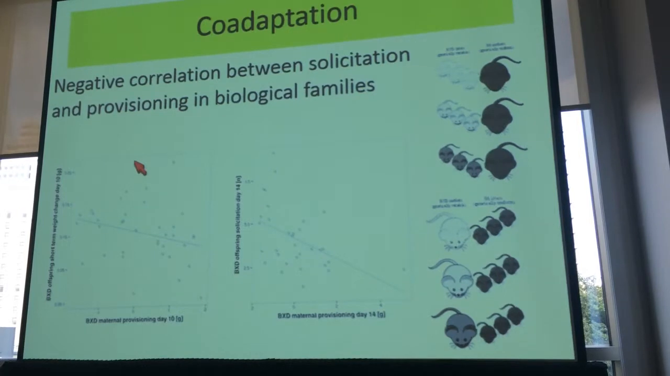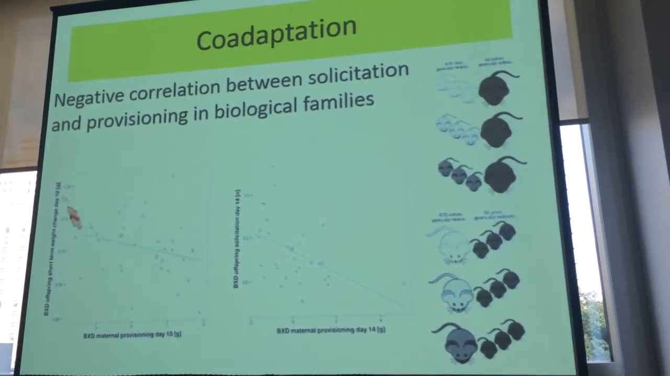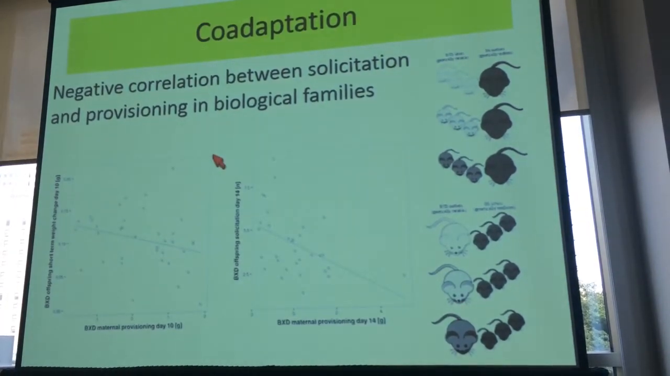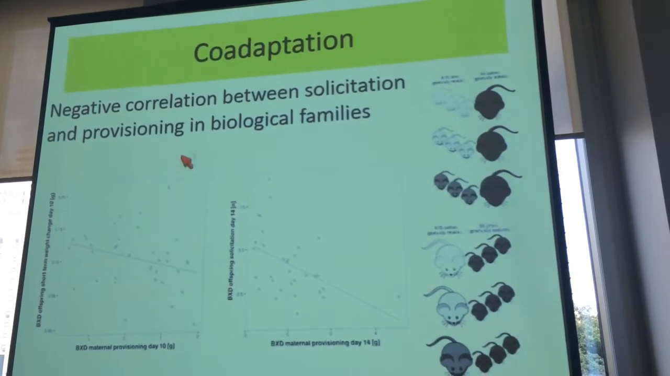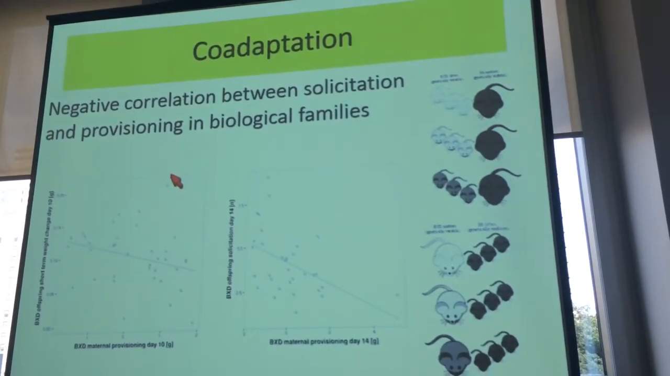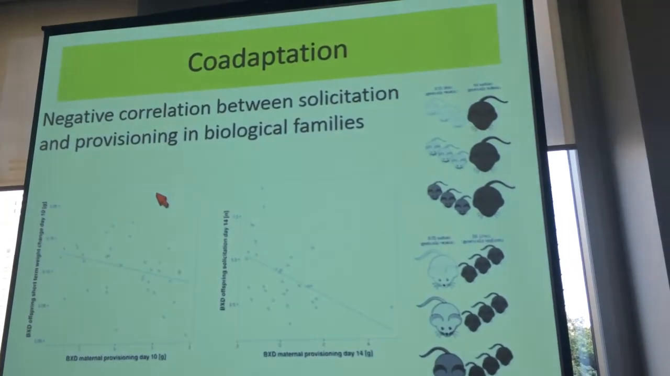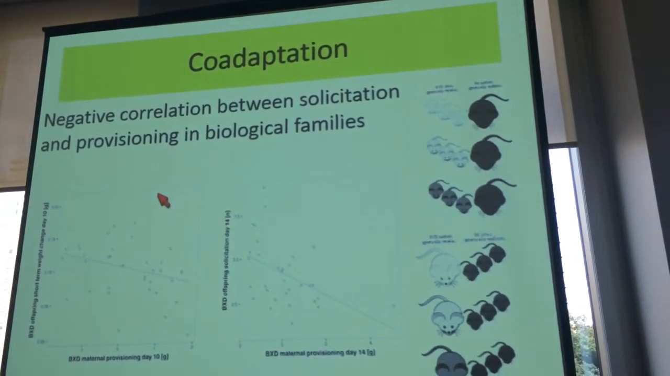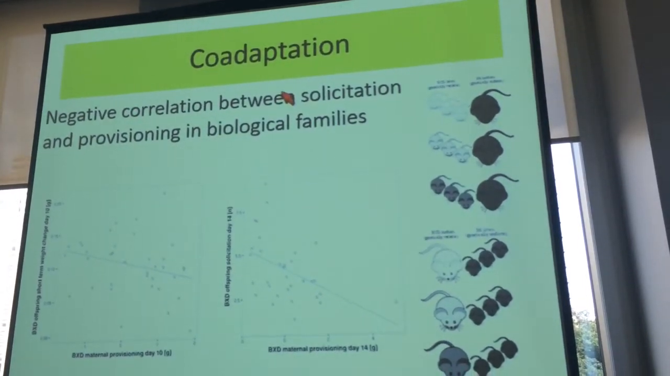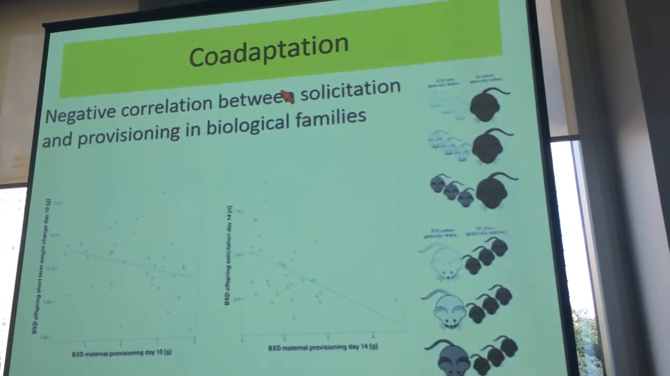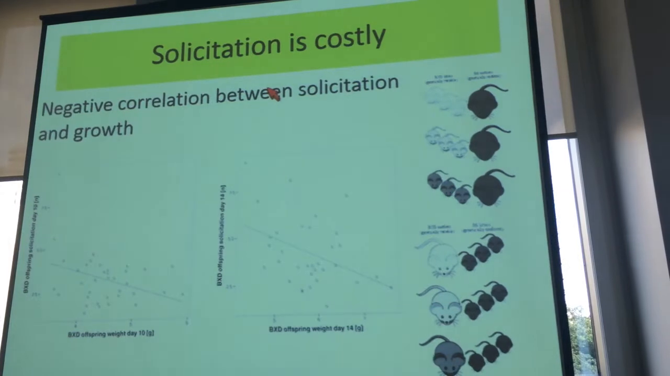And so here what we are finding is, if we are correlating, in this case, short-term weight gain provisioning, we find actually a negative correlation between solicitation and maternal behavior. So in other words, mothers that are particularly generous produce offspring that are weak elicitors. And that we have labeled as an indication for co-adaptation, because of course it's not a random association.